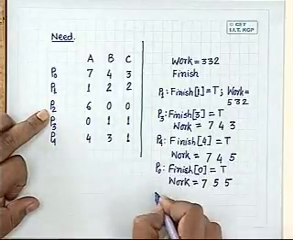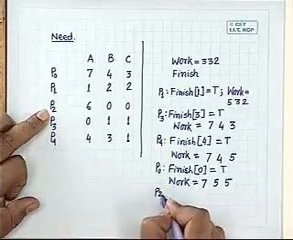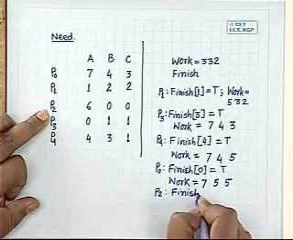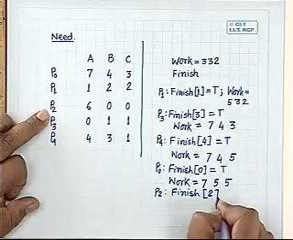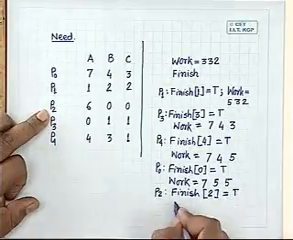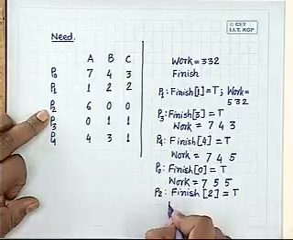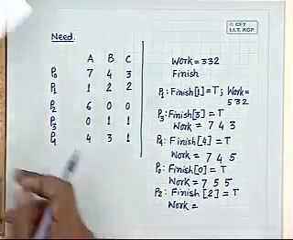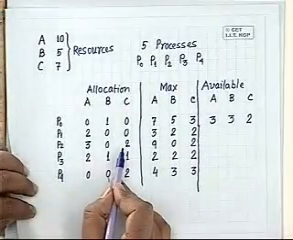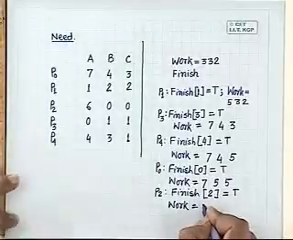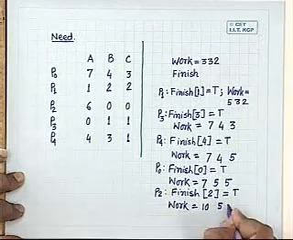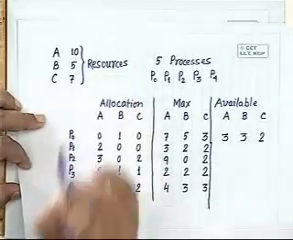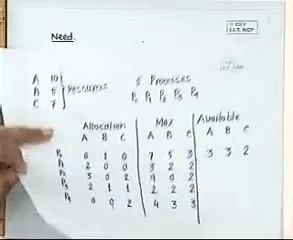So now P2 can also complete, making finish 2 equal to true, and work will be modified accordingly. Okay? And what will be work now? Work will be 755 plus allocated 2, that is 302. Okay? So it becomes 10, 5, 7, and it is quite natural that it will be same as the maximum number of resources that is available in the system. Okay?